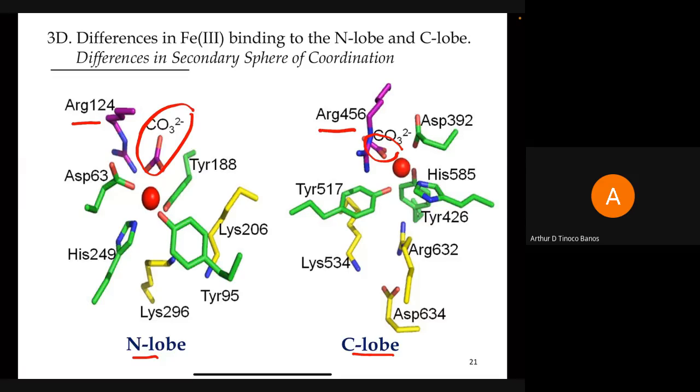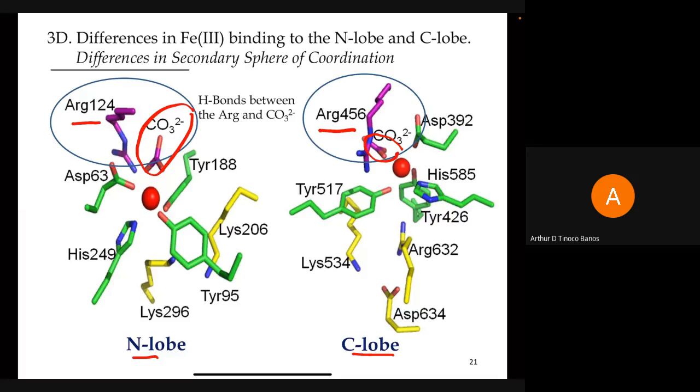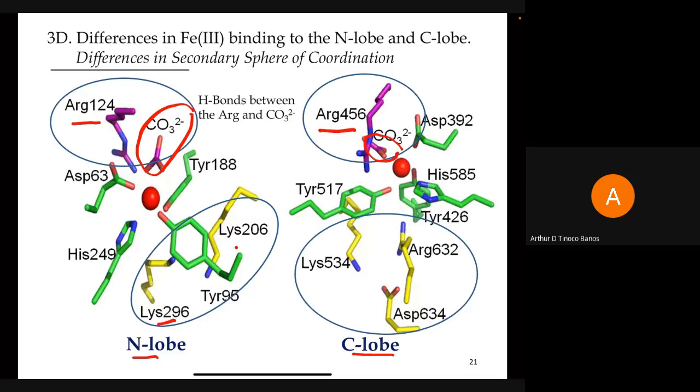So you have an arginine residue that serves as a binding site for that carbonate and helps to stabilize that carbonate. In addition, you have in the N lobe these two really important lysines that are close to the metal binding site that also help to stabilize the closed conformation. In the C lobe, we have these three amino acids, this lysine, this arginine, this aspartate, that also help to stabilize the closed conformation of that metal. I'm going to talk about that very briefly.